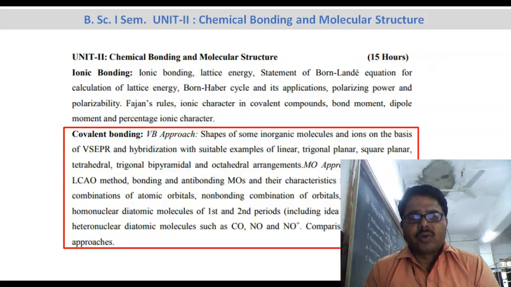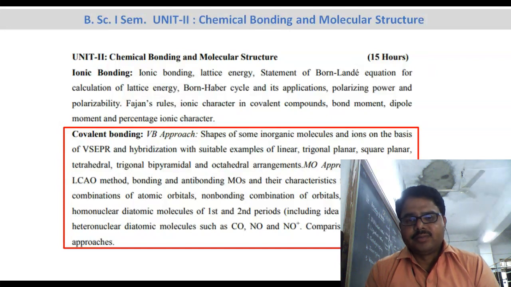In the valence bond approach, shapes of some inorganic molecules and ions on the basis of VSEPR and hybridization, with suitable examples of linear, trigonal planar, square planar, tetrahedral, trigonal bipyramidal and octahedral arrangements.